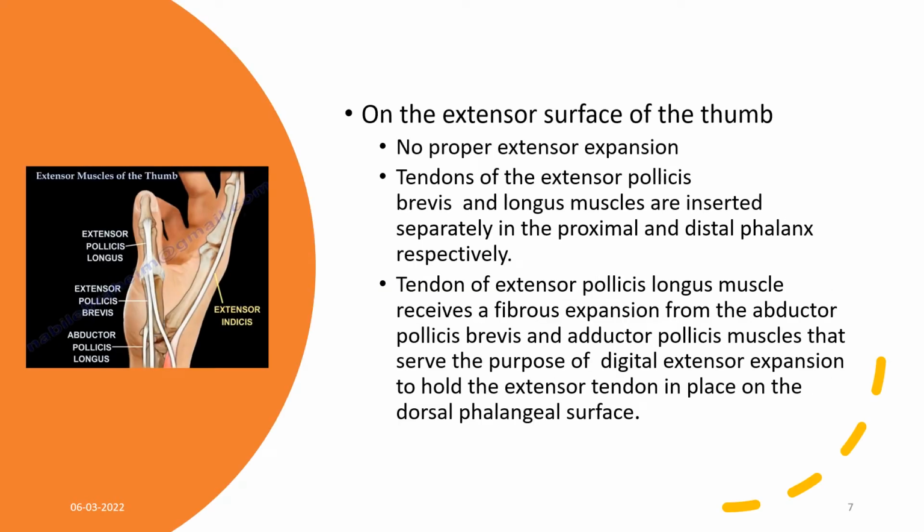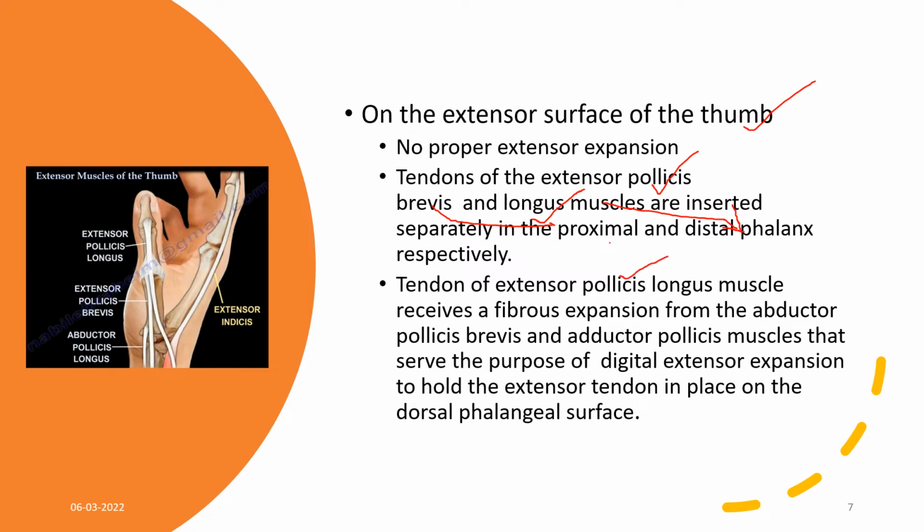If you see the extensor surface of the thumb, there is no proper extensor expansion. What are the tendons you will see? Extensors pollicis brevis and longus. They are inserted into the proximal and distal phalanges. So extensor pollicis brevis into the proximal phalanx and longus into the terminal phalanx.